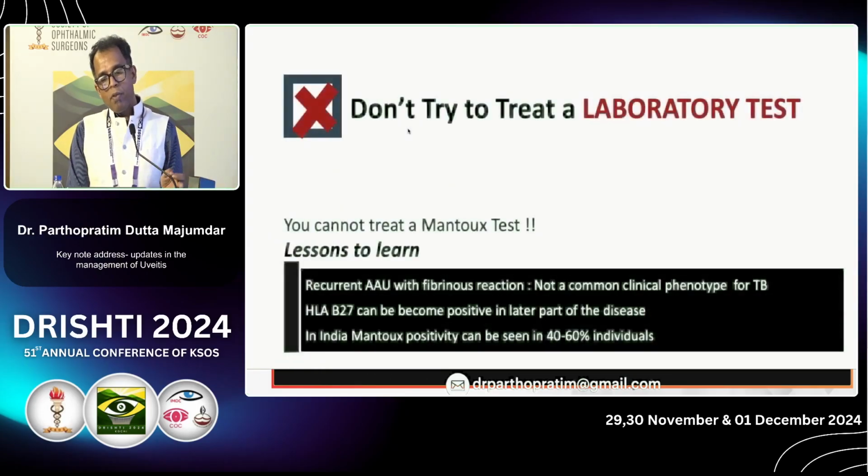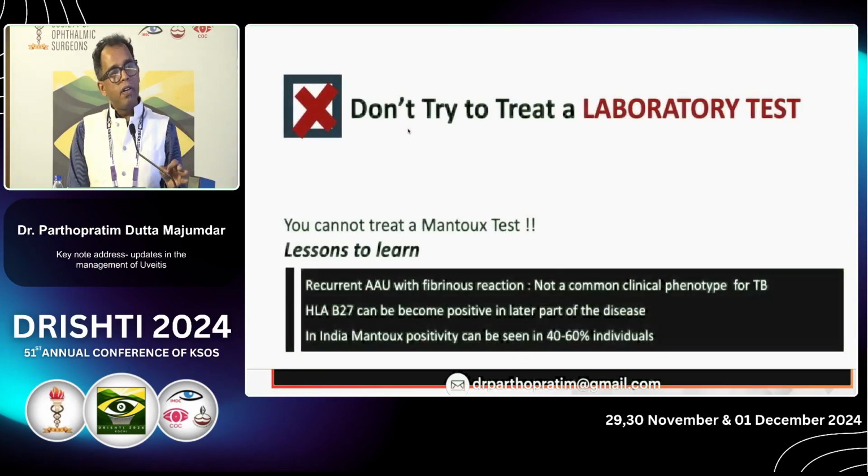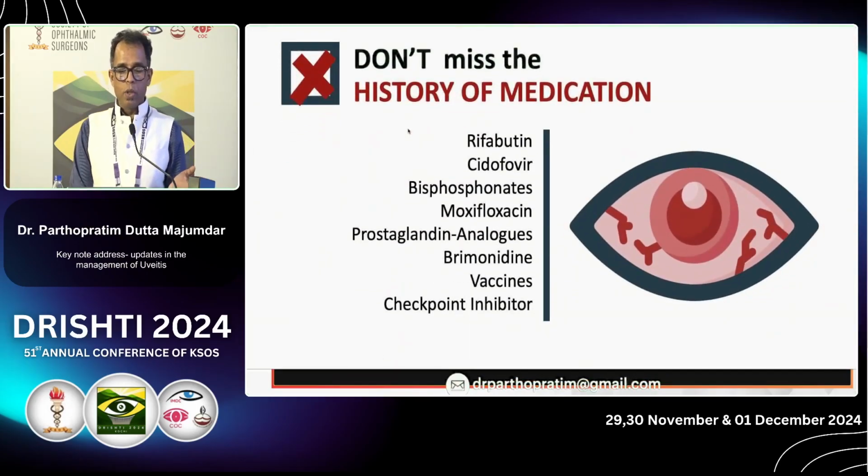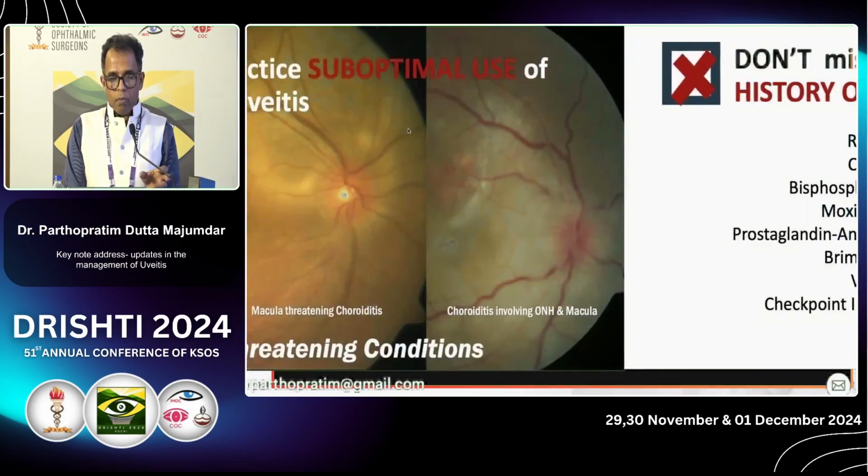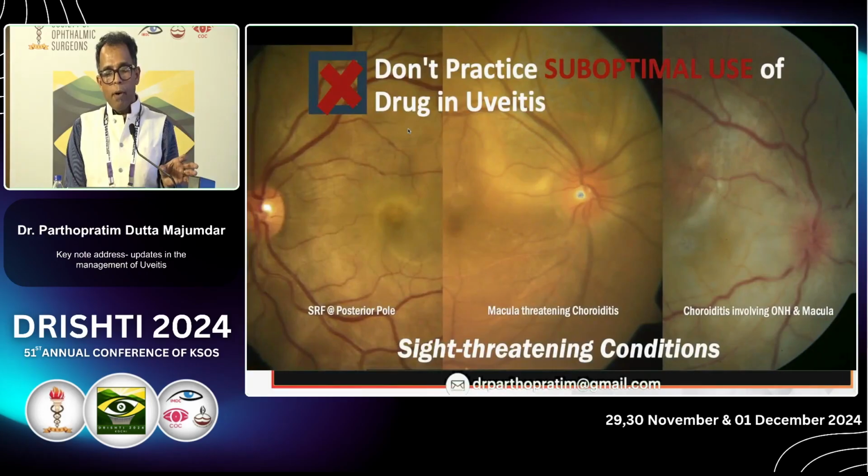So sometimes you have to understand that we cannot treat the laboratory investigation, and sometimes HLA-B27 can become positive at a later part of the disease also. Next, few drugs, these are notorious to cause inflammation, so always take the history. If you don't know the commercial name, just Google search, you'll get the name and check whether the uveitis is because of any of these drugs which are the culprit. And don't use the drug suboptimally in a sight-threatening condition.